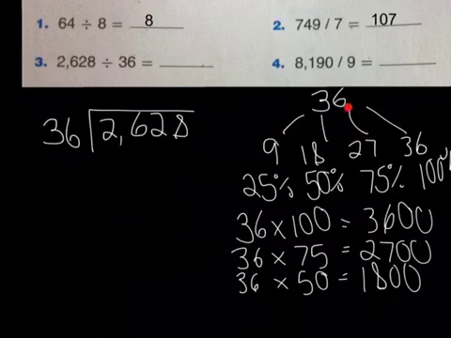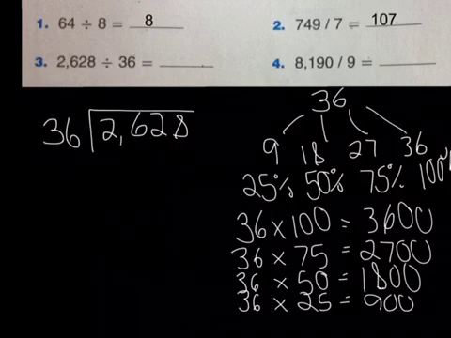So 36 times 25%, which is the 9, what would our answer be? What's 25%? If you said 36 times 25 equals 900, you are correct. Okay? The closest that it looks that we can get is 36 times 75%. It's the closest, but it goes over. So the second closest would be 36 times 50%, which is 1,800. So let's go ahead and work with that.